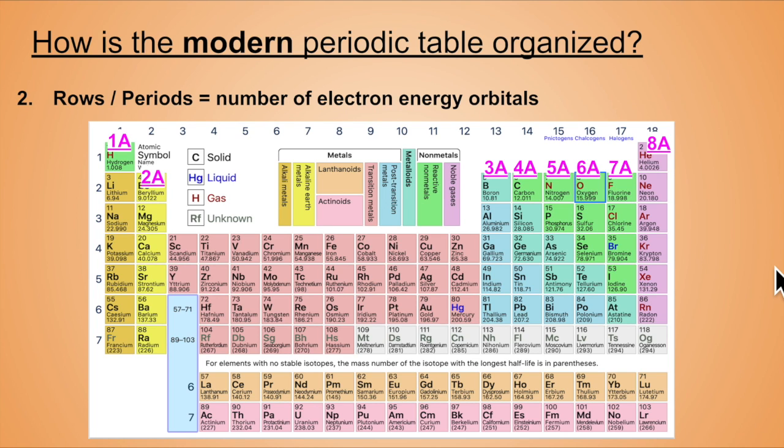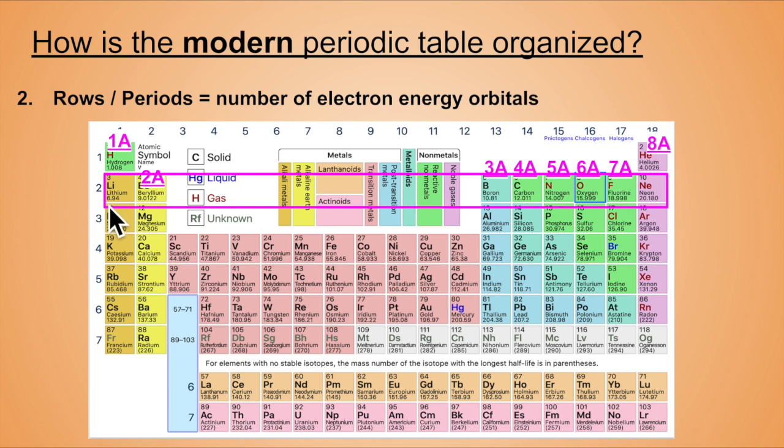The second way that the modern periodic table is organized is by rows. Rows go from left to right. They go across, so here's row 2, here's period 2. Period 2.